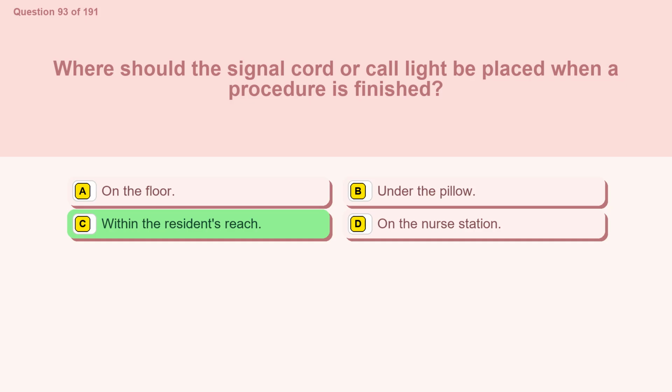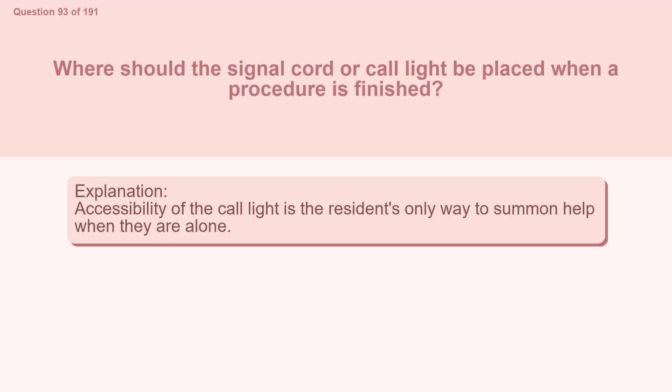The correct answer is option C, within the resident's reach. Accessibility of the call light is the resident's only way to summon help when they are alone.